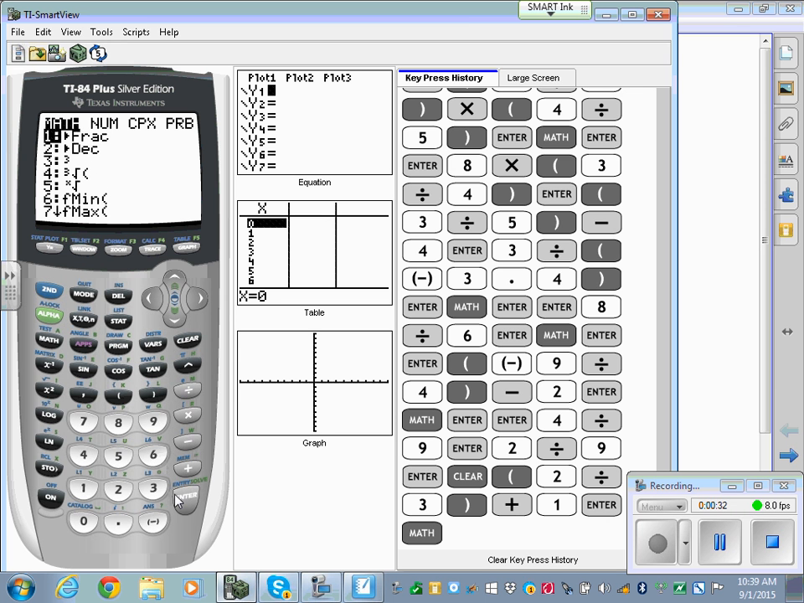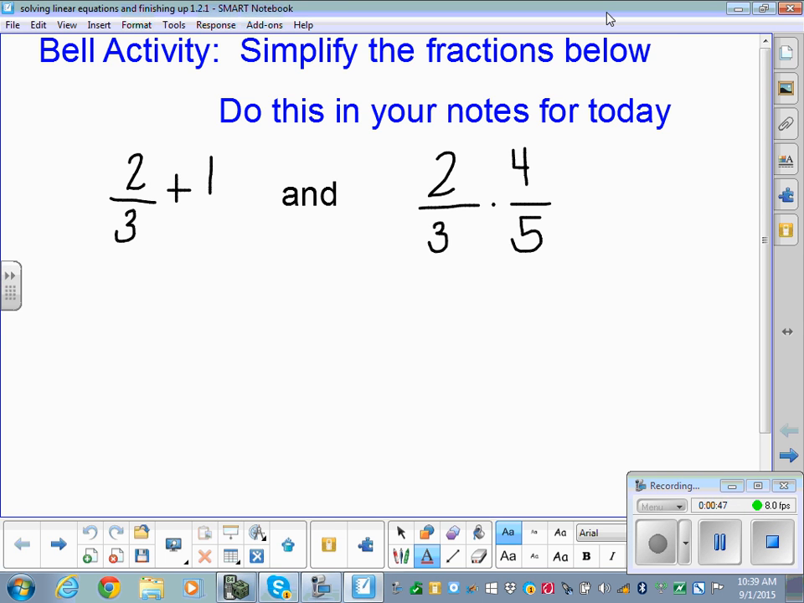So you're going to hit enter. Now it's saying, do you want me to put your answer into a fraction? You're going to hit enter again to say yes. So 5/3. It added that up for you. The calculator did all the work. 5/3. Did everybody practice that has a graphing calculator?